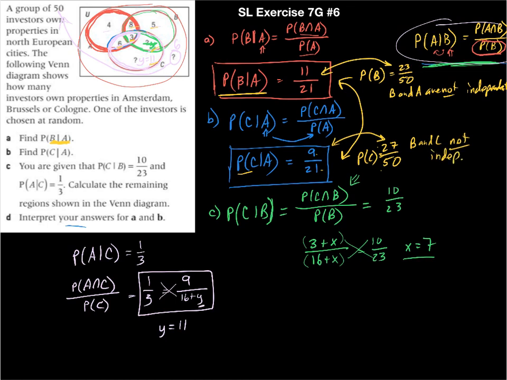Those are the things that I would look at when interpreting my answers for A and B. Because I have all the information now, I'm able to make those decisions about whether these things are dependent or independent. So it looks like, according to our Venn diagram, that investors owning properties are not independent of each other. Having a property in one city makes it more or less likely for you to have a property in a different city. All right, so that's the end of this question.